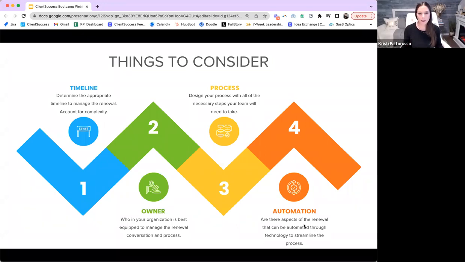So just something to consider, because I always want to be as efficient as possible. As you're building out your process, these are 4 things I would consider: your timeline, who owns it, defining what your process looks like, and then figuring out, can we automate any part of that?